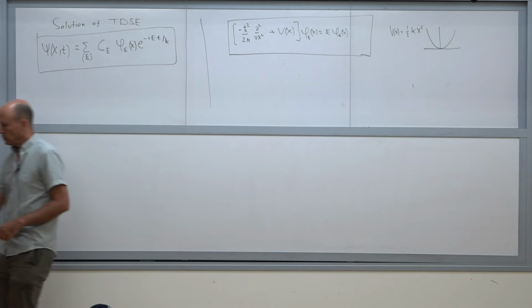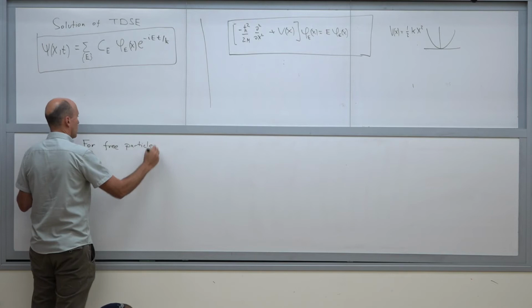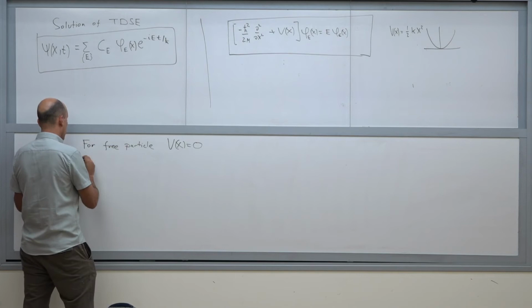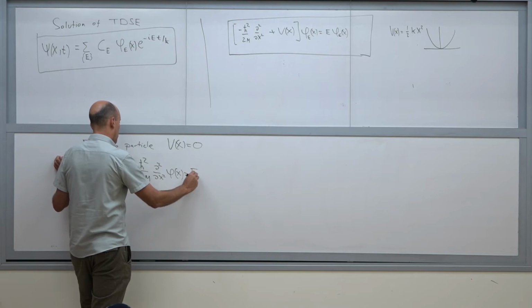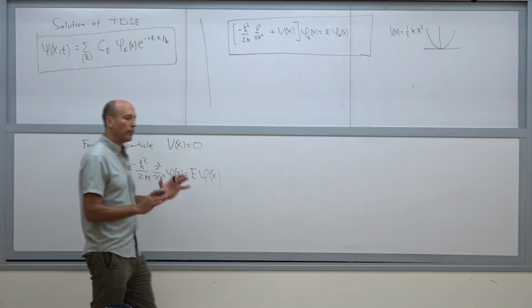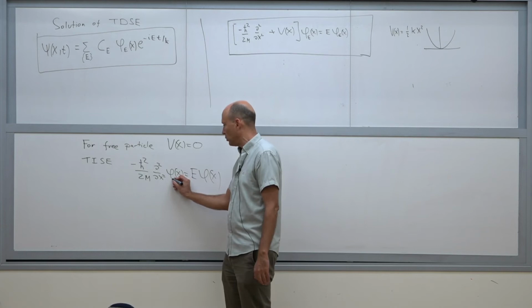So for a free particle, let's say V of x is 0, then the time-independent Schrödinger equation is very simple. You have no potential. So this program that I told you says, okay, solve the Schrödinger equation with no time in it and see what are these phi of x, which as I mentioned, depend on E. And they depend on some parameter E.